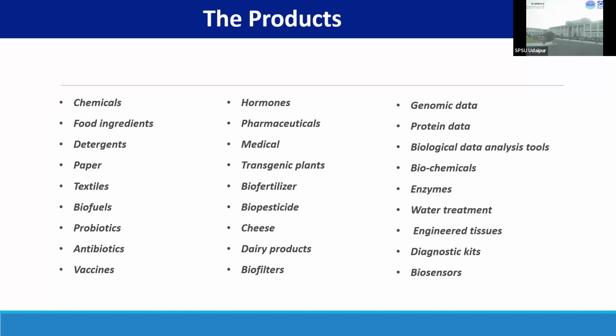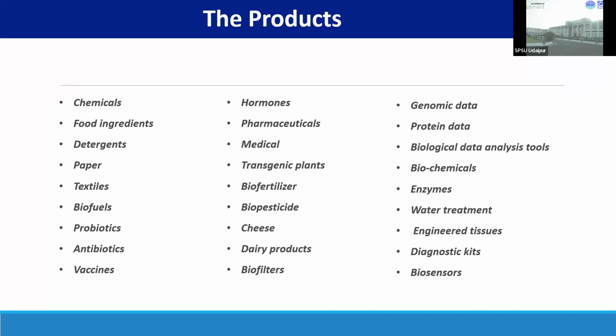So there you see, there is transgenic plant, there is biofertilizer, there is biopesticide. Then there would be some food items like cheese and dairy products. There is a requirement for clean environment. For clean environment, we can use biofilters. We can go for various wastewater treatment equipments.